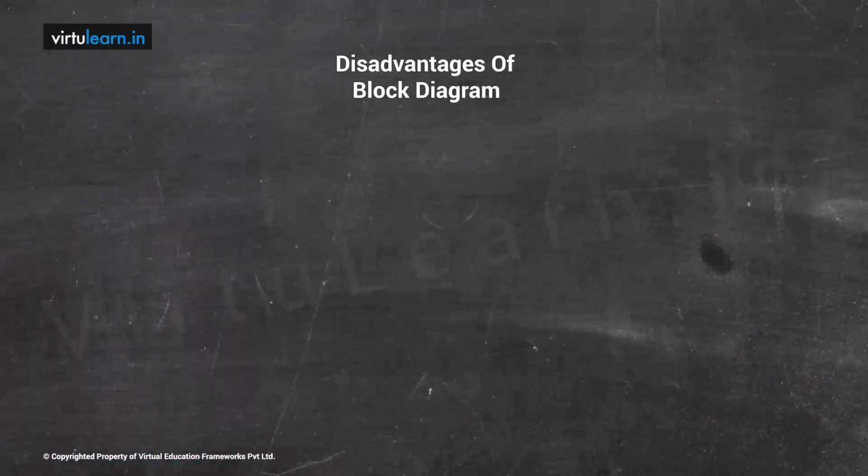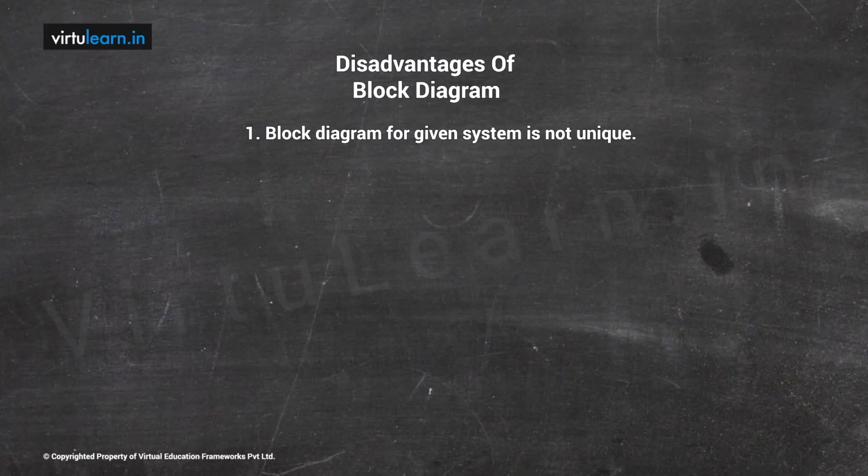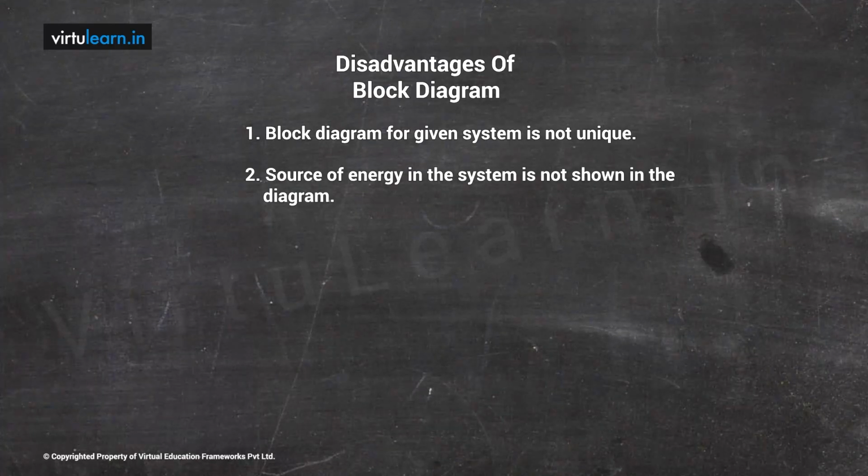But still there are some drawbacks with the block diagram representation. The block representation is not unique, so we can represent them in different ways. And also in a block diagram, we don't show the input, meaning the energy sources. A source of energy in the system is not shown in the diagram.